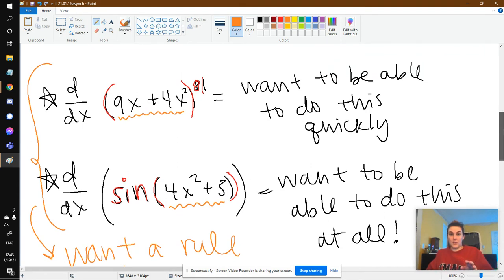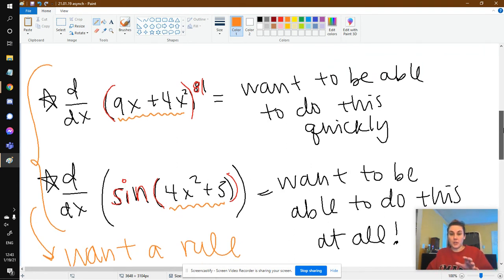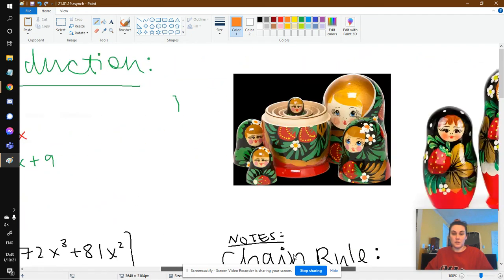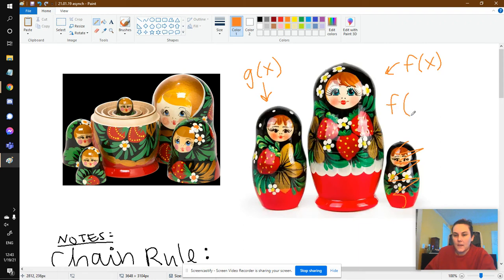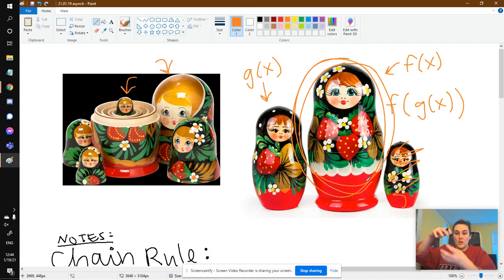The way I like to think of these is like Matryoshka dolls or Russian nesting dolls. The big function is like our f, and the little function, or the little doll, is like our g. Ignore this one. So when we have f of g of x, it's like this one is hiding inside of this one. So we're going to do stuff to the outside one first. Then we're going to pop that sucker open, have the second one, and then do stuff to that one.